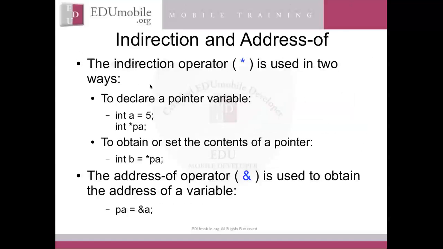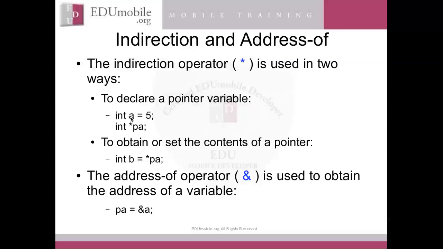So let's talk a little bit about these pointers. And there's a couple of operators. The first one's called the indirection operator. The indirection operator is used in a couple of different ways. And the indirection operator is a star operator. This is not multiplication. Used in this way, it's always a unary operator. It only has one argument. To declare a pointer variable is one way that we use the indirection operator.